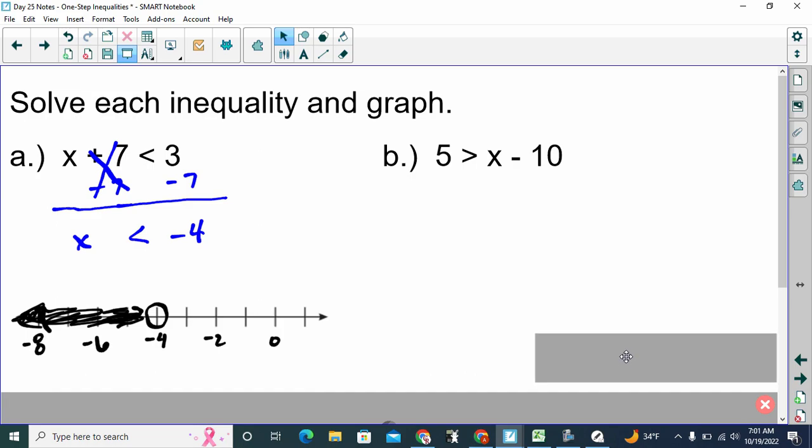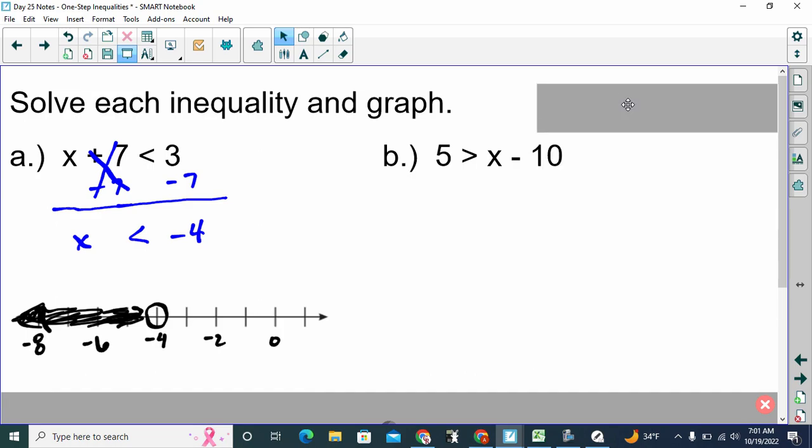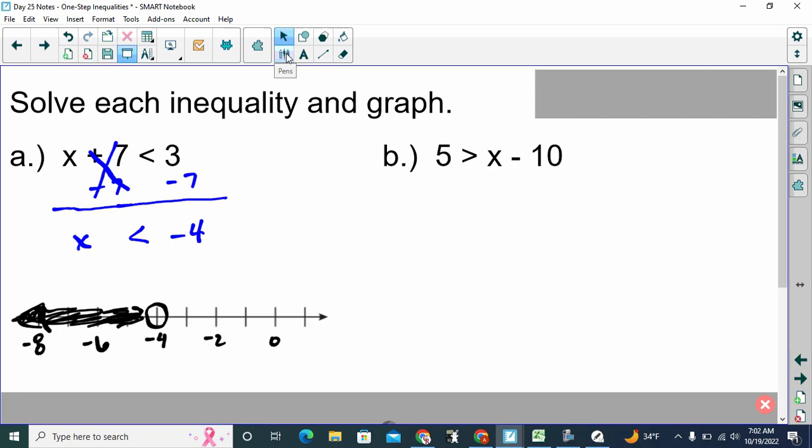Part B says 5 is greater than x minus 10. Again, we want to think about what's happening to our x. In this case, we are subtracting 10 from x. We undo subtraction with addition. We want to add 10 to both sides.